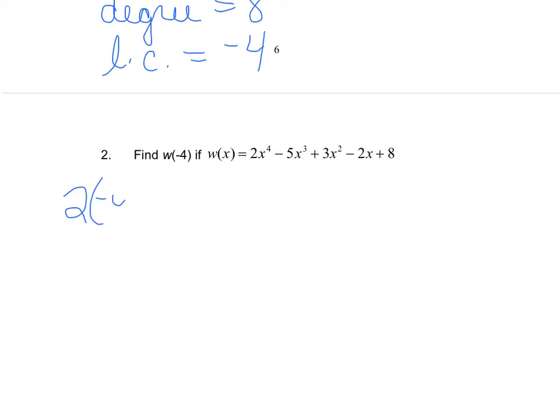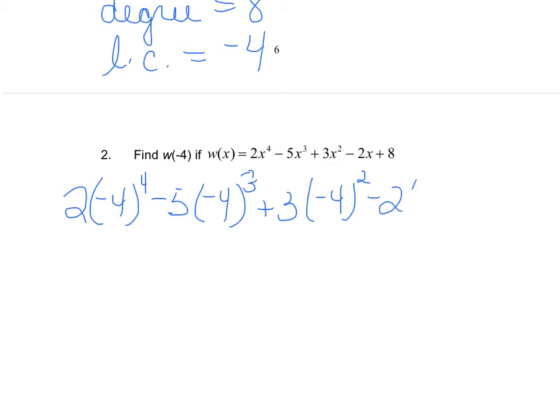2 times negative 4 raised to the fourth. Do you see how I'm encasing that -4 in parentheses? It's very important that I'm doing that. Minus 5 times -4 cubed plus 3 times -4 squared minus 2 times -4 plus 8.